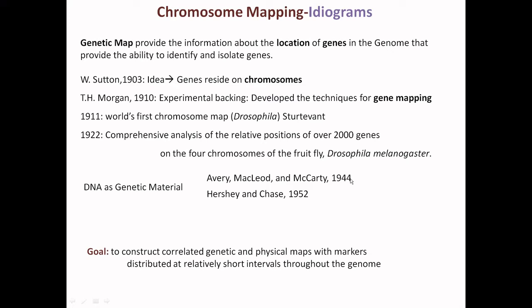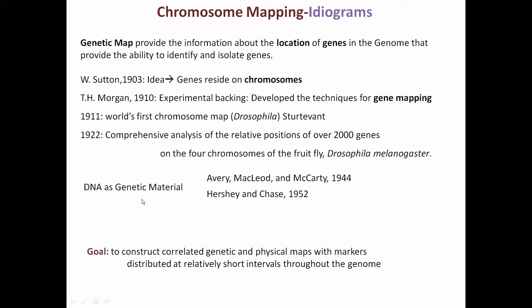Then in the 1940s, Avery, MacLeod, and McCarty in 1944, and Hershey and Chase in 1952, gave the concept that DNA is the genetic material. And then we all know in 1953, the double helical DNA structure was proposed by Watson, Crick, Wilkins, and Franklin.